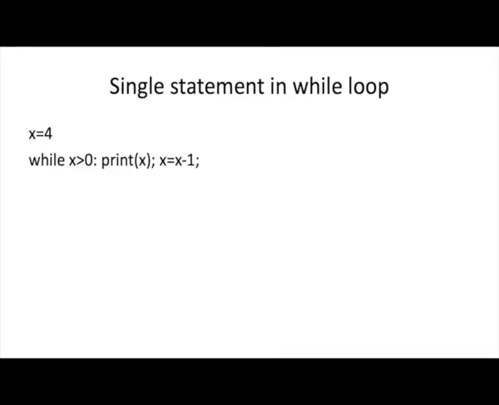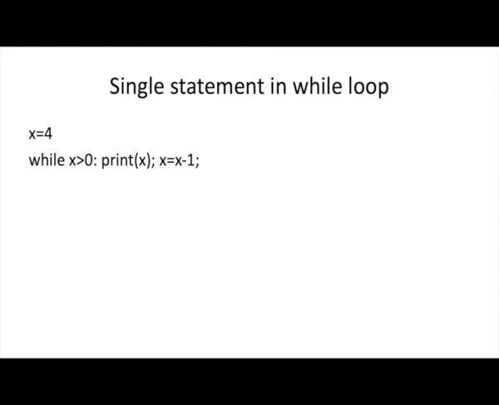Instead of indentation inside the while loop, the statements can be written in a single line also. Now, let us see how to execute a single statement in a while loop. Here we start by assigning a variable x a value of 4, then we have the while loop: while x is greater than 0 colon, then we print the value of x and decrement x as long as the value of x is greater than 0. Once the value of x reaches 0, the while loop is exited.